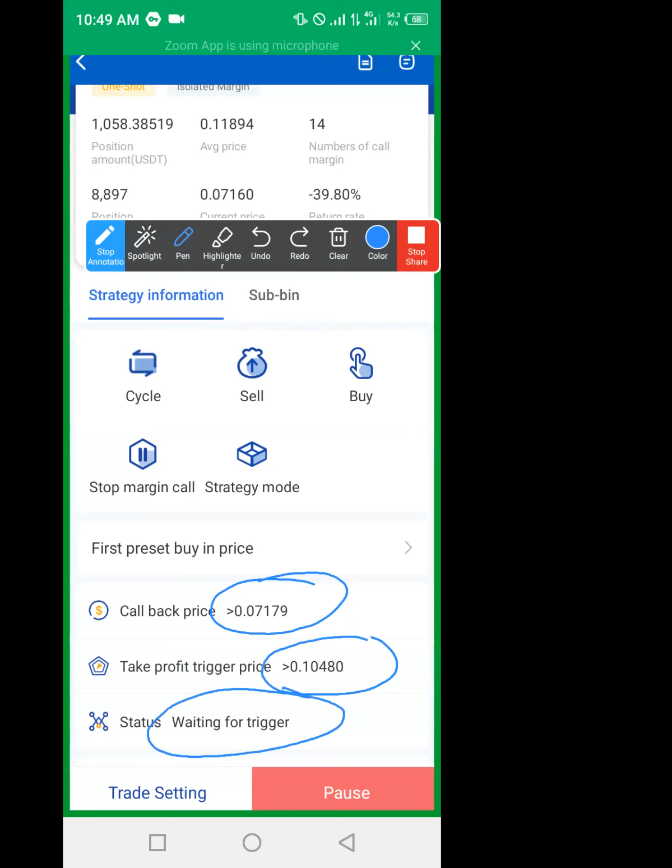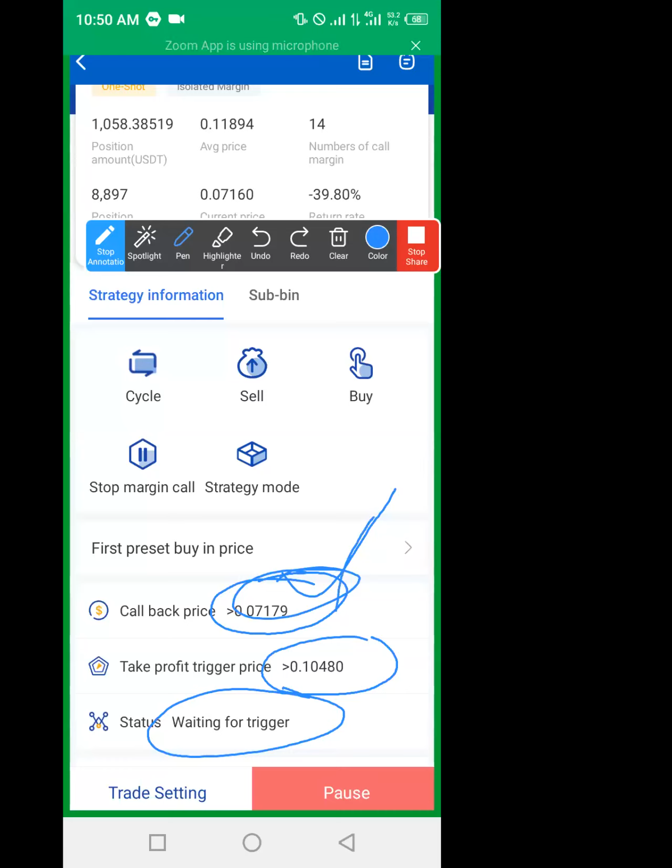It is waiting for this one to buy because the buying price was reached, and now it is waiting for this callback to happen. Because when it is going to buy, it has to wait for a callback. When the price to buy at is reached, it has to wait for the callback, and then that's when it has to buy.